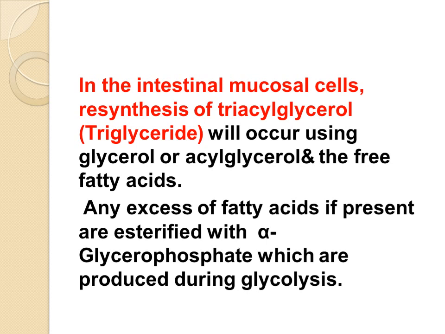Any excess of fatty acid if present will be esterified with alpha glycerophosphate which is produced during glycolysis. إذا الزيادة اللي موجودة عندنا من الفاتي أسيد أيضا ممكن أن يصير بها esterification مع الألفا جليسيروفوسفيت اللي المصدر ماله من الجلايكوليسيس، وأيضا يكون لنا بهالحالة هاي التراي جليسيرايد. إذا الألفا جليسيروفوسفيت مع الفاتي أسيد يعطينا أيضا تراي جليسيرايد.